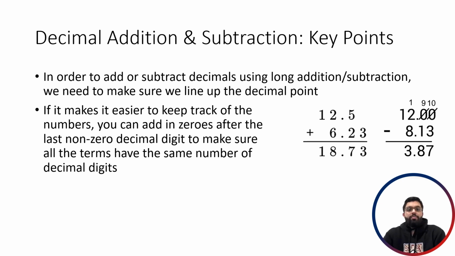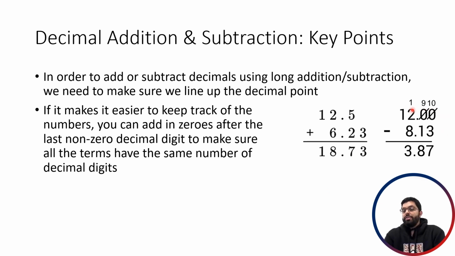So let's begin with a brief review of decimal addition and subtraction. There's a couple key points. The first is that in order to add or subtract decimals, we need to make sure that we line up the decimal point when we're doing our long addition or long subtraction. You can see these are the same two examples that I pulled for the last lesson. In each case, I've just lined up the decimal points. And then you just proceed as usual with your addition or your subtraction problem.